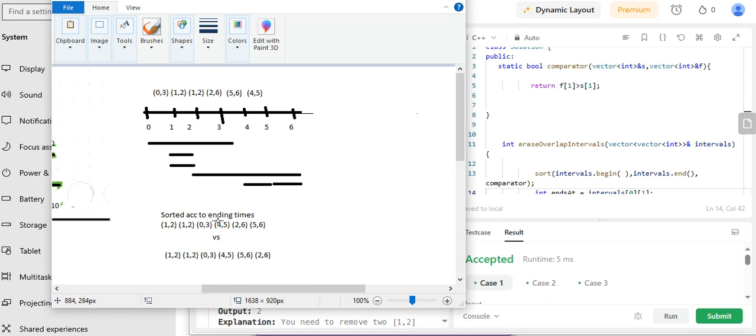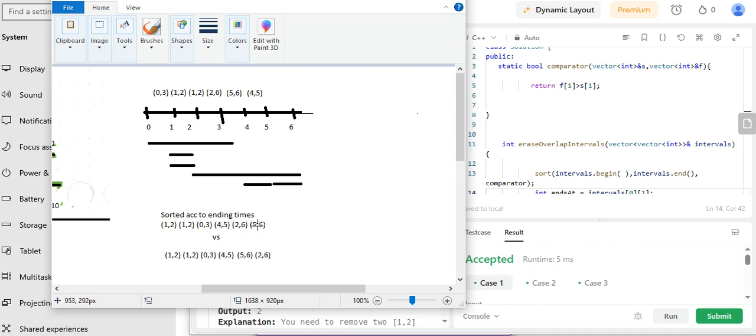4, 5. The start time of my current element is more than the end time of my last added answer. So 4, 5 is going to be added for sure. 2, 6. So 4, 5 I've added. 2, 6. You see the start time of my currently added element is lesser than the end time. So 2, 6 is definitely an interval that I cannot consider. So I have disregarded 2, 6. So 1, 2, 0, 3, 2, 6 disregarded. The last added was 4, 5.